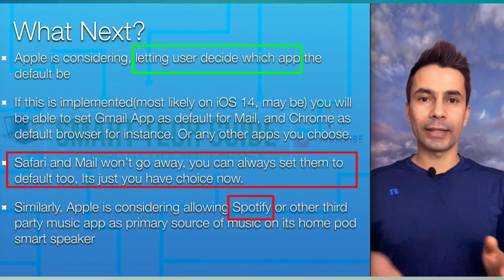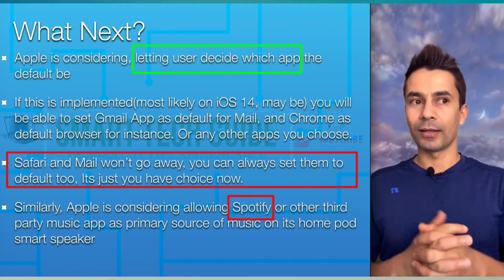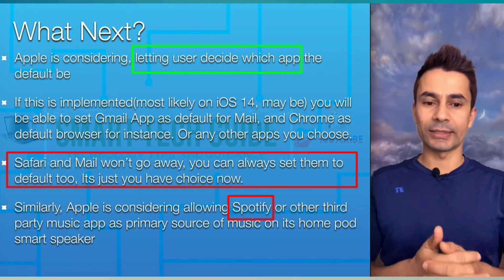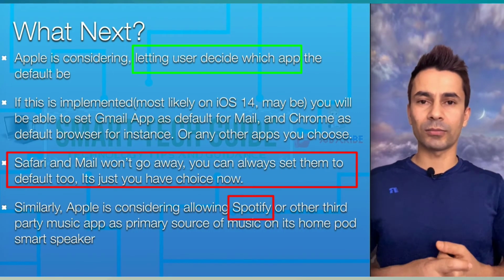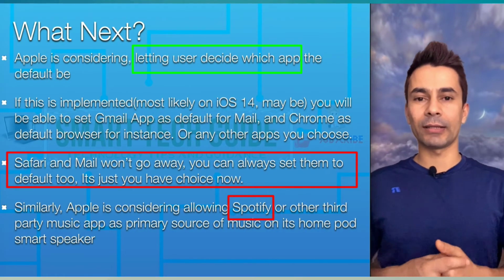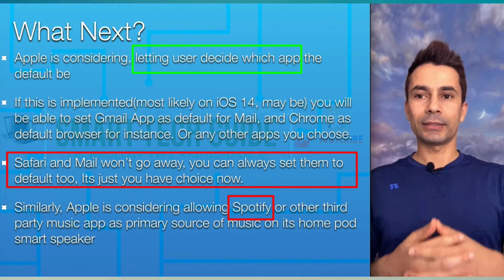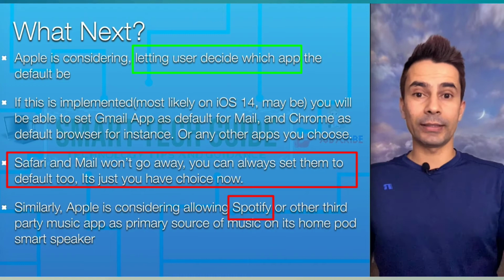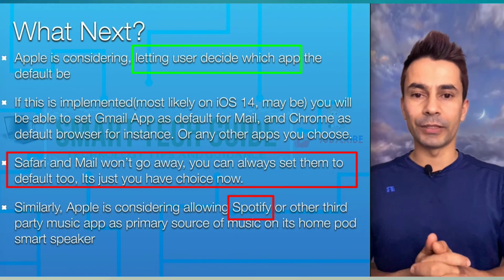What's next? If Apple loosens this criteria, that will be possible. Apple is considering letting users decide which app should be the default one. For example, someone may like Google Chrome or someone may like Firefox. Why does Apple want to limit our ability to use only Safari? That should not be the case, right? So in this case you will be able to set Firefox or Google Chrome, or any other third-party browser you like, as your default browser.